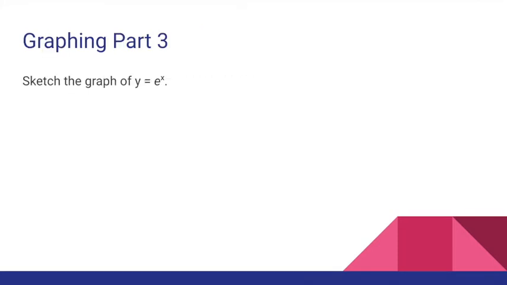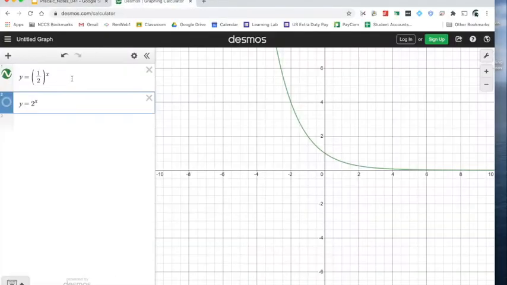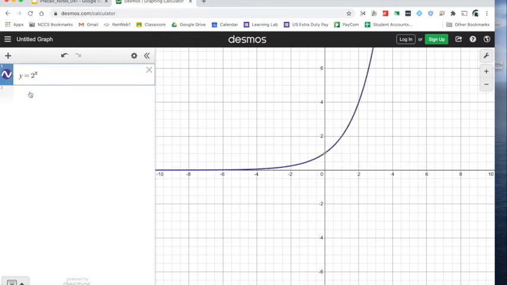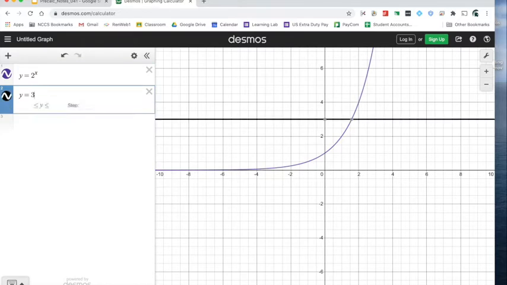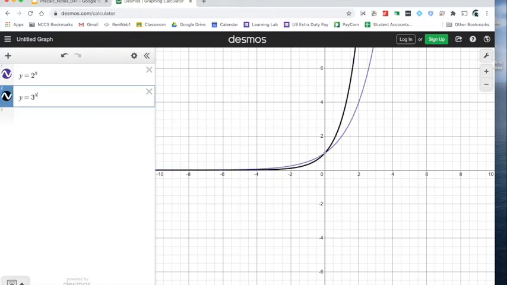Because e is about 2.7, we notice that it falls right between 2 graphs. If we do y equals 2 to the x and y equals 3 to the x, the purple one is 2 to the x, so it grows a little bit slower than 3 to the x does. 3 to the x is a little steeper, a little faster. But if we do e to the x, we see that it falls in between these 2 graphs.